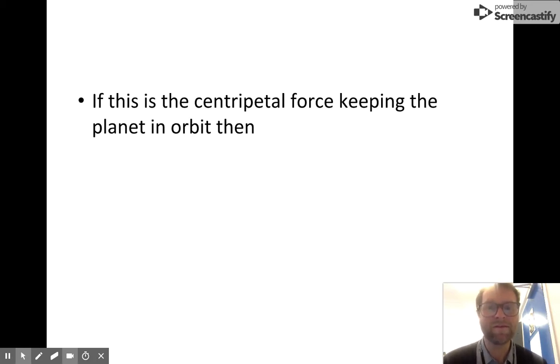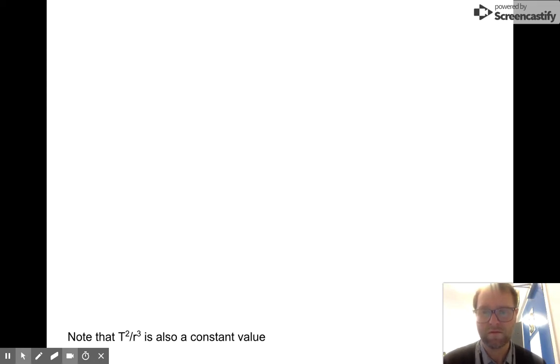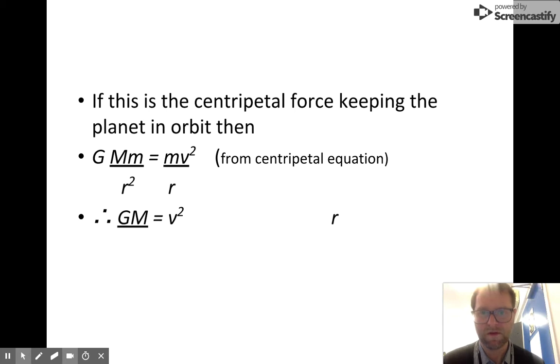And if this is the centripetal force keeping the planet in orbit, then we recognize that this value must also be equal to mv squared over r. This is from the centripetal equation, which we've worked out before. This can then be rearranged to show that GM over r is equal to v squared.